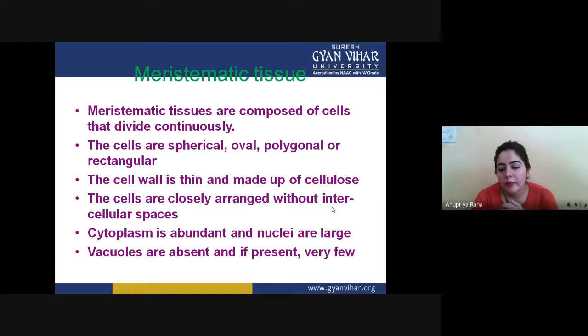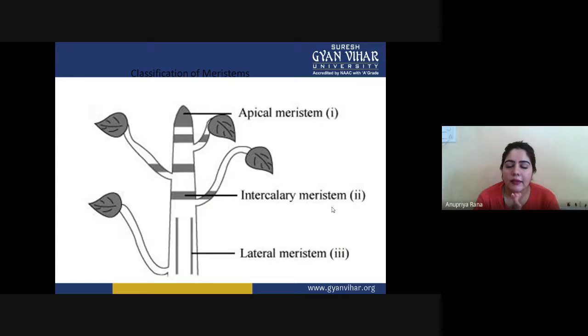So that's why they do not have a vacuole inside them, or if they do have a vacuole, the number and the size of the vacuoles is very few or very small. So these are the basic characteristic features which can be seen inside the meristematic tissue.